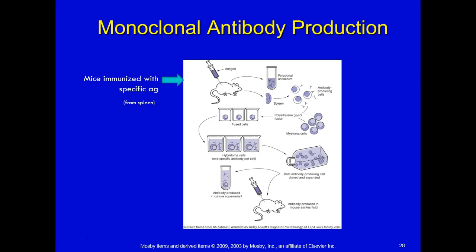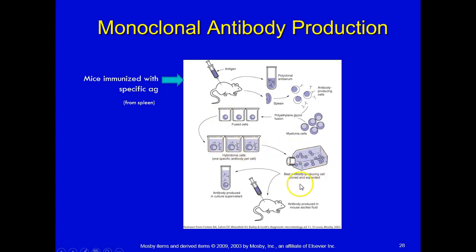So what they do is they take the antigen, okay? Let's say we're doing an antibody for estrogen, okay? So we're going to take human estrogen and inject it in this poor little mouse here, okay? What they're going to do is they're going to take out the spleen, and they're going to look at these antibody-producing cells. They're going to mix them with the polyethylene glycol fusion and myeloma cells, and they're going to incubate, and we're going to see there's hybridoma cells that make one specific antibody per cell.